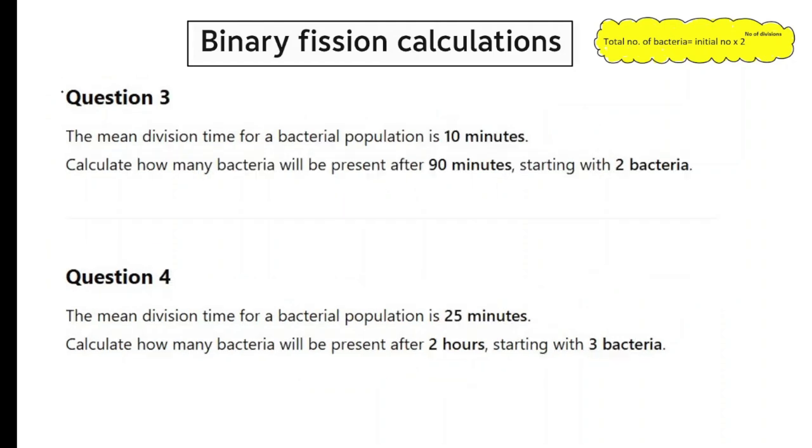Here are 2 more questions for you to try. The mean division time for a bacterial population is 10 minutes. Calculate how many bacteria will be present after 90 minutes. So they are both in minutes. This time it's easy. So I know there will be 9 divisions. How do I know? 90 divided by 10. So the number of divisions is 9, starting with just 2 bacteria. So 2 times 2 to the power of 9 gives you 1024 bacteria.